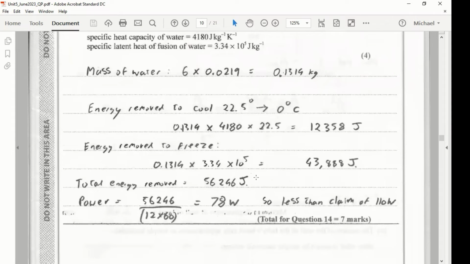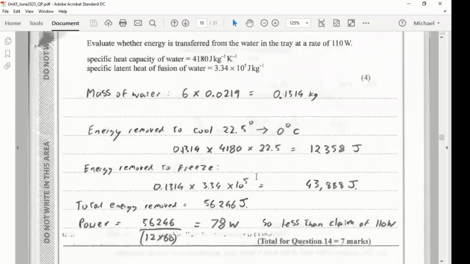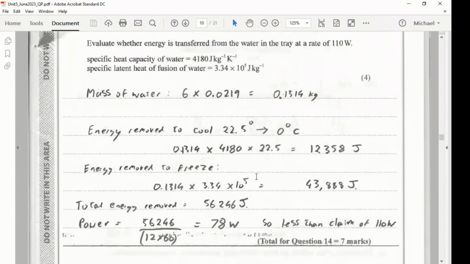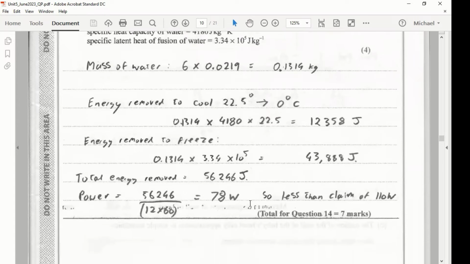Power is work done over time taken, and you're told that it is 12 minutes, so 12 lots of 60 seconds. When you divide that, it works out at 78 watts. So it's removed heat at less than the claim of 110 watts because the value is 78. So you just need to wrap it up to say, no, it's not 110, I reckon it's about 78. That's a very straightforward 4 marker.